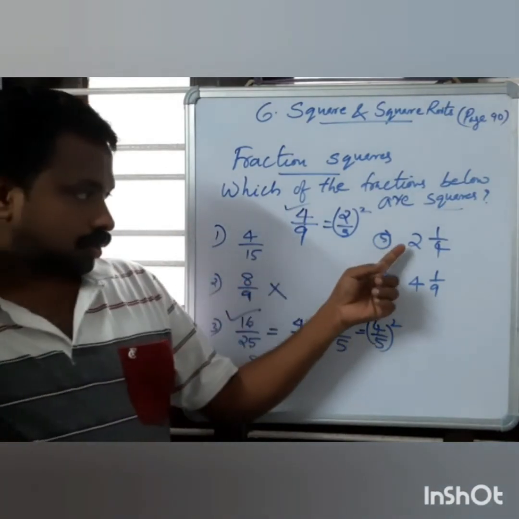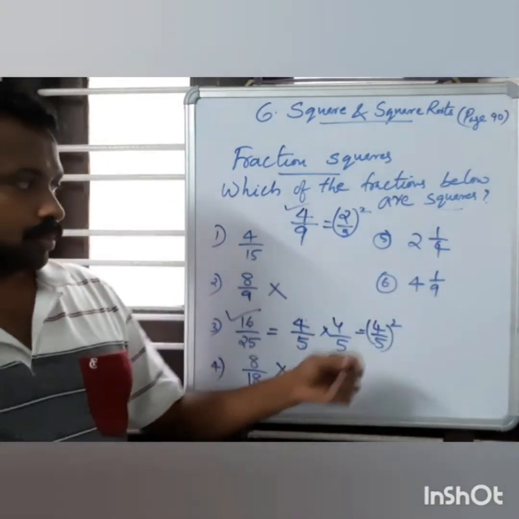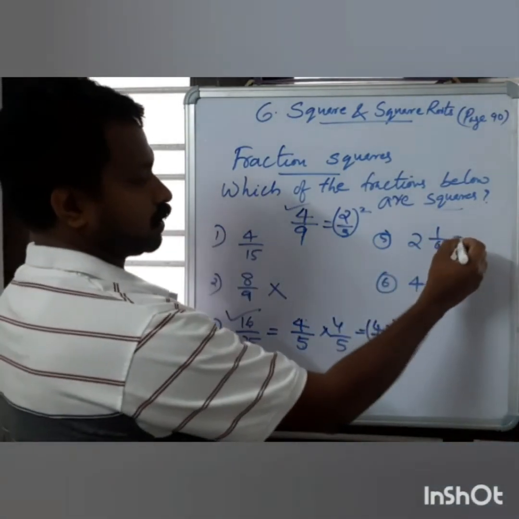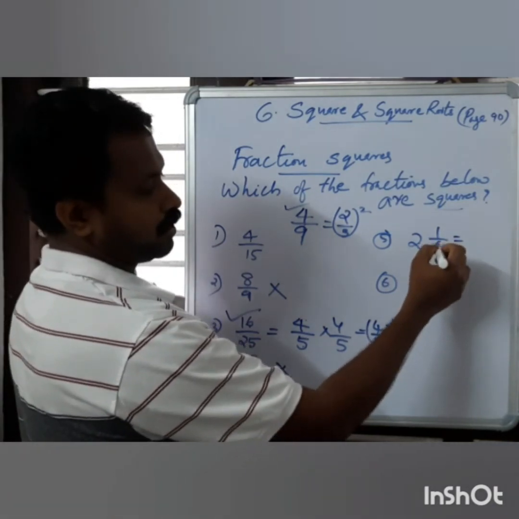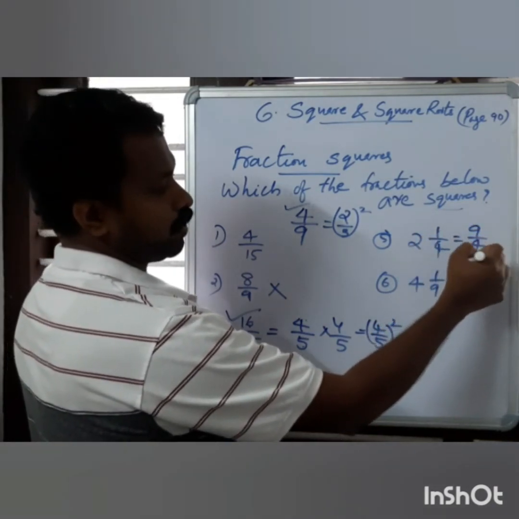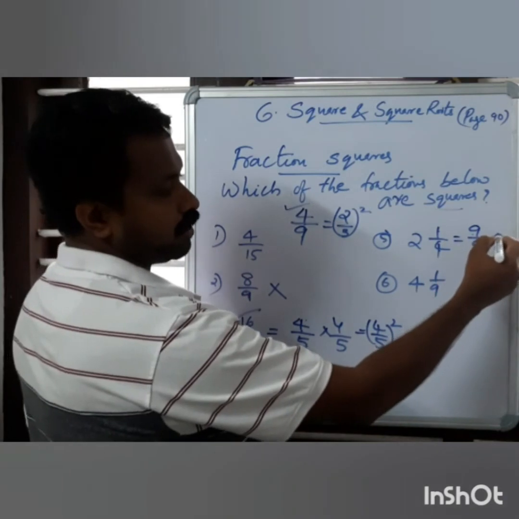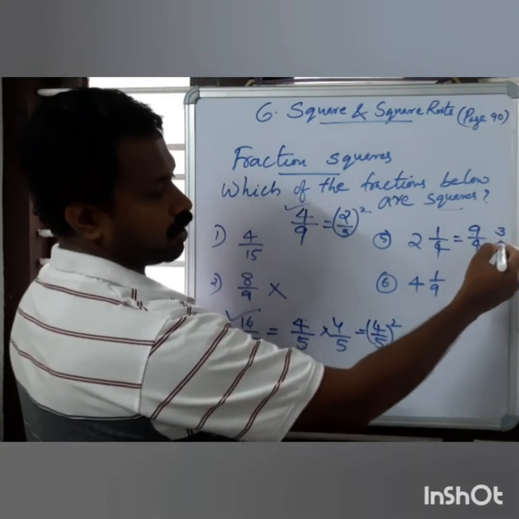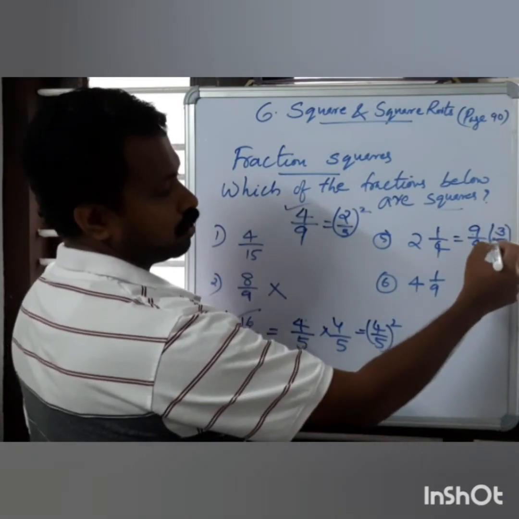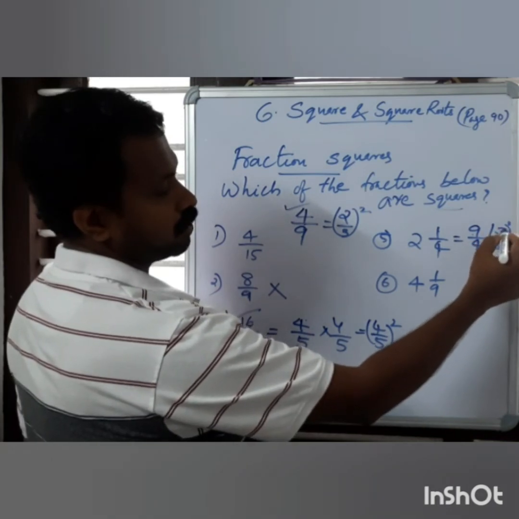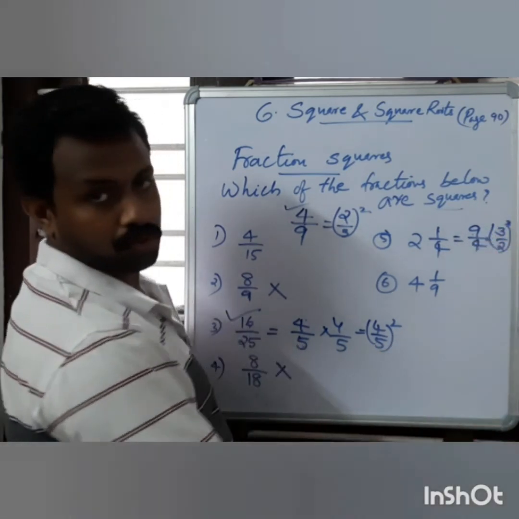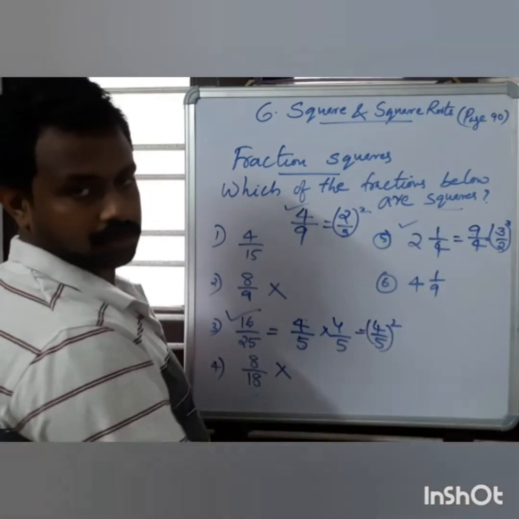What about this one, 2 1 by 4? 2 1 by 4 we can write as a normal fraction. So 2 into 4, 8. 8 plus 1, 9. 9 by 4. So 9 has a square root of 3. 4 has a square root of 2. So 9 by 4 we can write as 3 by 2 whole square. So this is a perfect square.